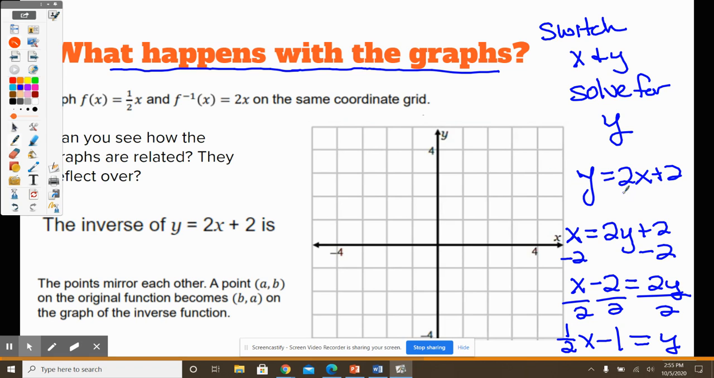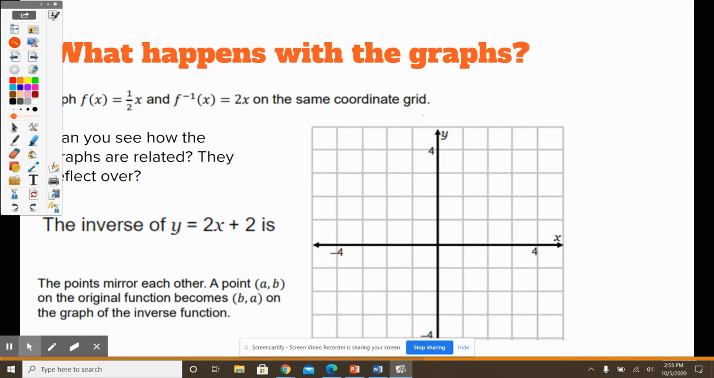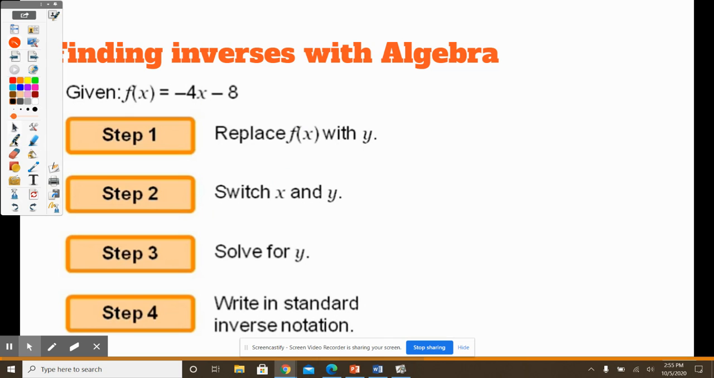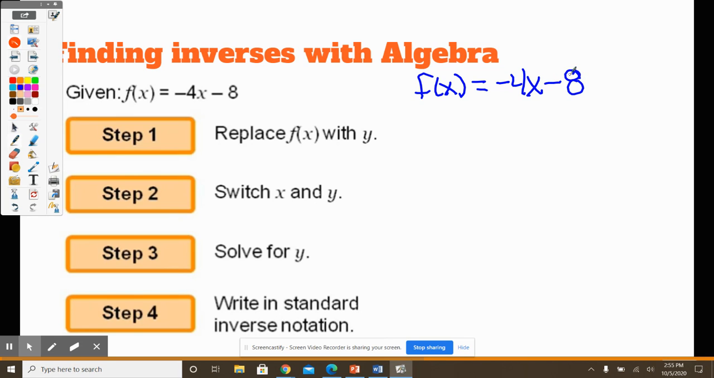So if this is the function, and we'll call it f of x, then the inverse, or f inverse of x, would be 1/2 x minus 1. And that's how you do it with algebra, but you could also do it with the graphs. So let's try this guy. F of x is -4x minus 8. So we're supposed to switch the x and y and solve for y. Well, there's no y here, but you know f of x can be written like this. So now we can switch the x and y and solve for y.